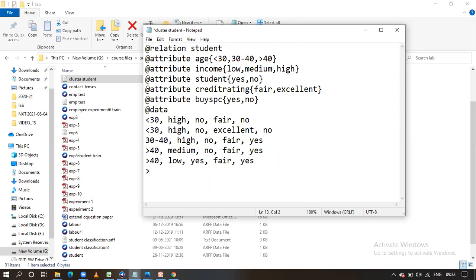The next one is again greater than 40 is the age and low is the income. Yes. Next, excellent is the credit card rating. Finally, no, not able to buy a computer. The next one is age 30 to 40, low, yes, next excellent.